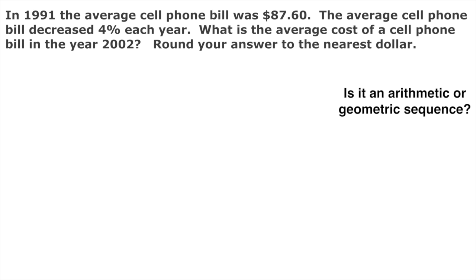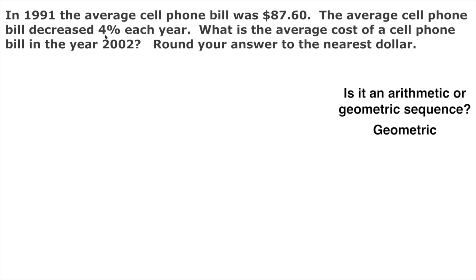The very first thing we need to do is determine if this one is an arithmetic or a geometric sequence. It's an arithmetic sequence if we're adding or subtracting the exact same amount every year. In other words, if this one went down by $4 every single year, that would be an arithmetic sequence. If it's going down by a factor, something that we're multiplying it by every single time, that would be a geometric sequence. So in this case, it is a geometric sequence, and the reason we can tell is it's going down by 4% every single year. So it's being multiplied by the same amount every single year.